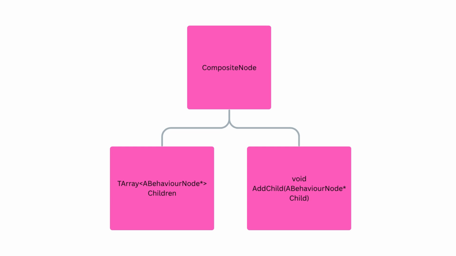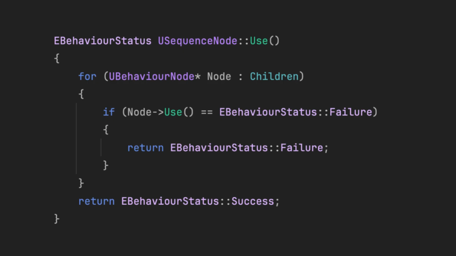Non-leaf nodes inherit from the composite node class, which has a variable which is a TArray of behavior node pointers called children, which will be used in their use functions, and it will differ depending on the type of node. So for example, the sequence node class will iterate through the list of children and call the use functions of these children. If a child returns an eBehavior status failure, the sequence node will return a failure. If all of the children run correctly, or return success, the sequence node will return success.